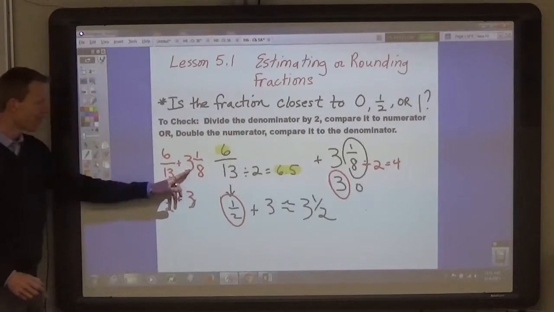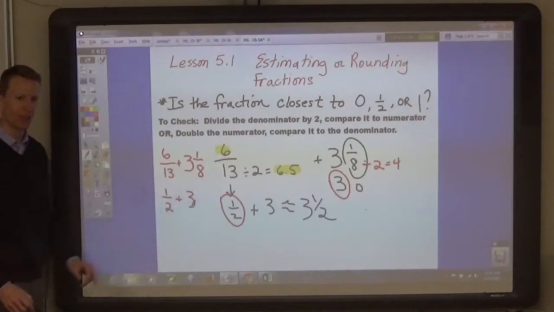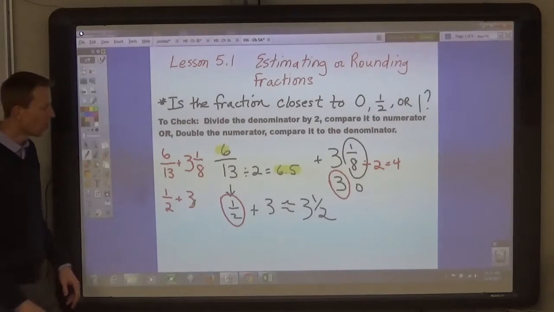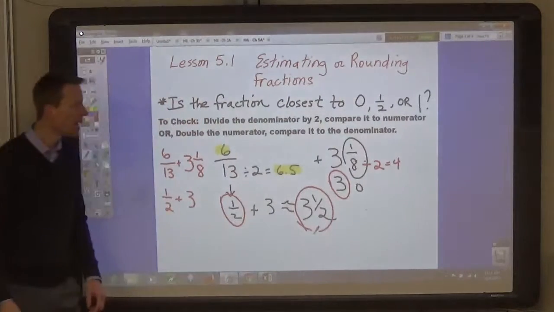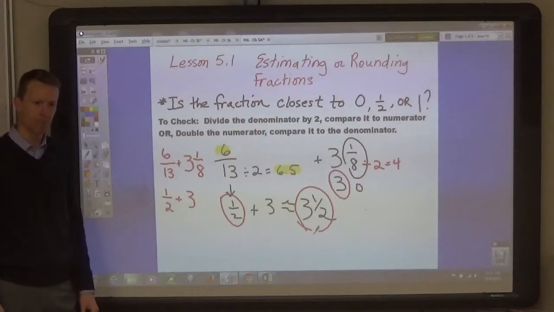1/2 plus 3, since 1/8 is close to 0. So 1/2 plus 3 is 3.5. That's the best estimate of this. 3.5. Okay?